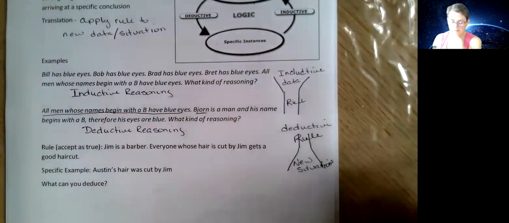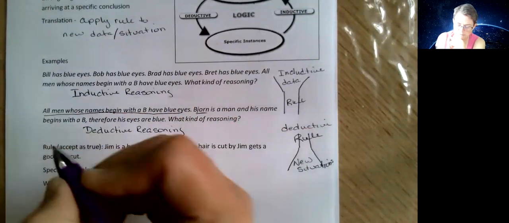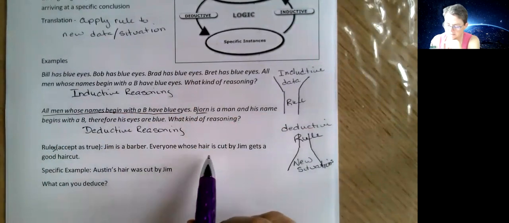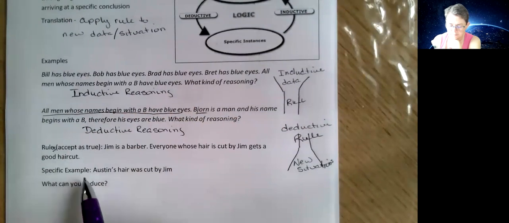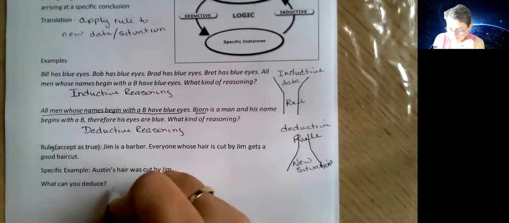Okay, another example. As a rule, we're going to accept it as true: Jim is a barber. Everyone whose hair is cut by Jim gets a good haircut. Specific example: Austin's hair was cut by Jim. What can you deduce? Well, Austin got a good haircut.